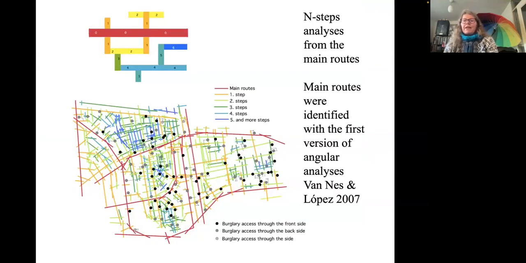But we were fiddling with that. Anyway, we identified the main routes, and then first we did the n steps analysis. It's like you count every direction change. It's independent of the angle of the route, and then we plotted it with Berkeley data, and we saw that the further you are away from the main routes, the more houses were entered by the front door. And the closer you are to the main routes, the more they are entered from the backside through the back garden. So that is what we used to identify them.